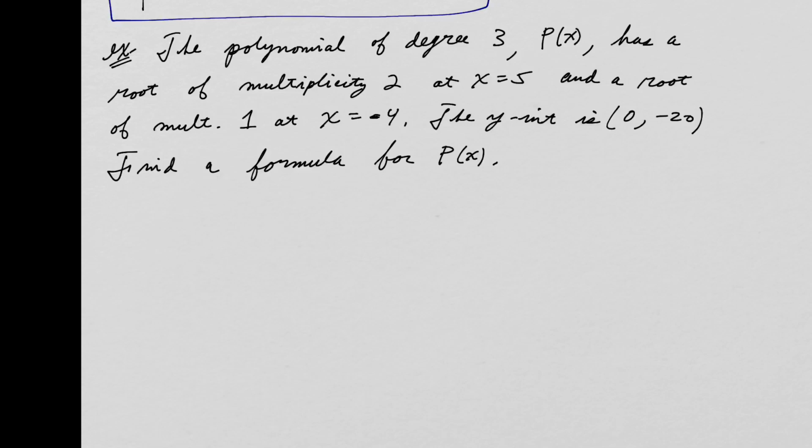All right, so that tells us, I can start writing this out now. I have p of x. I could have some coefficient a, right? It doesn't necessarily have to be 1. It could be some other value, so I'm going to leave that as a for now.